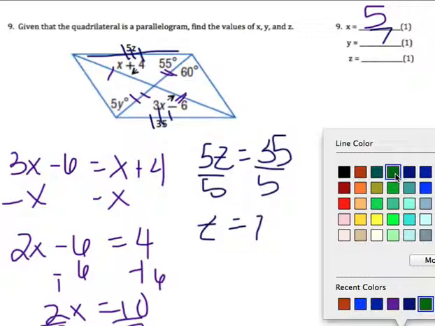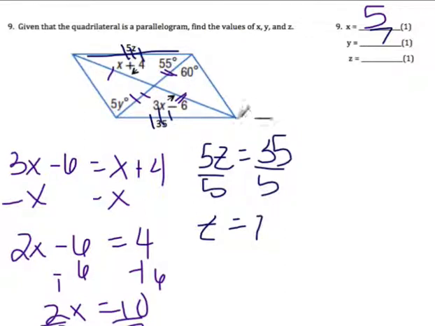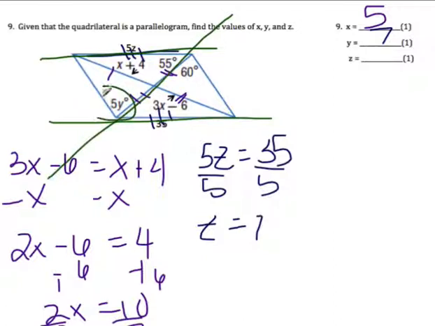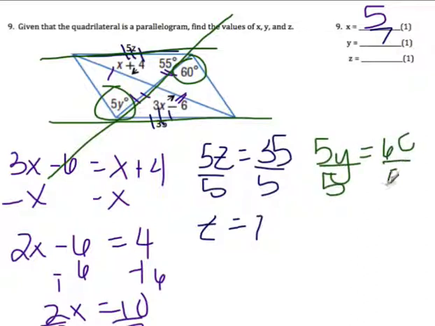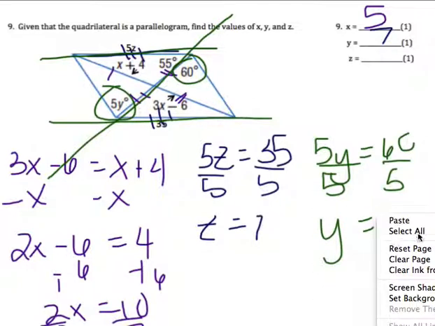Next, let's take a look at this. Here we have two parallel lines, and there's a transversal that's cutting them. If we look at 5y and we look at 60, those are alternate interior angles, so they have to be equal to each other. So 5y has to equal 60 because they're alternate interior angles. Then we divide both sides by 5, and we get that y is equal to 12.